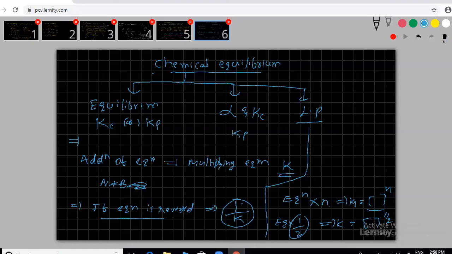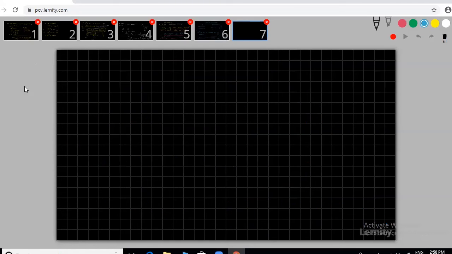Right? An equation. Suppose H2 plus I2 gives rise to 2HI. This equilibrium constant is K1. HI gives rise to half H2 plus half I2. What's the relation between K1 and K2? What is the relation between K1 and K2?